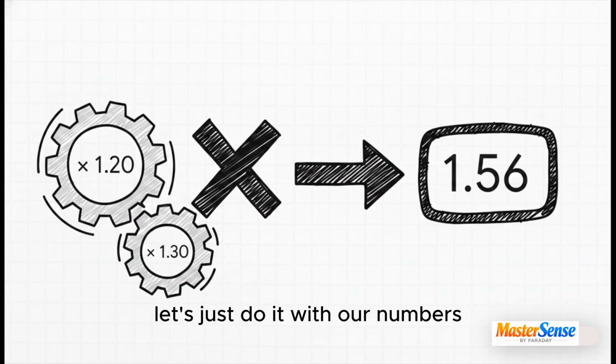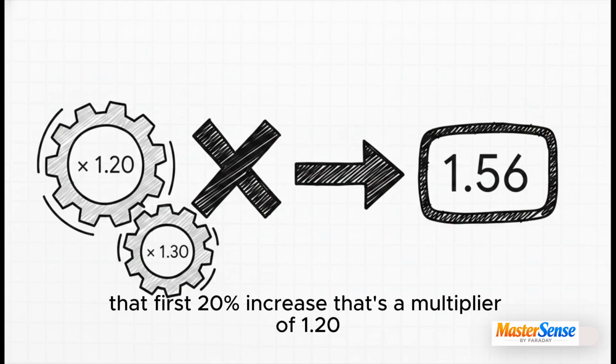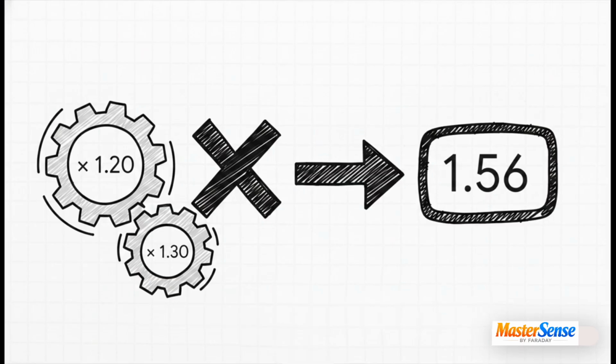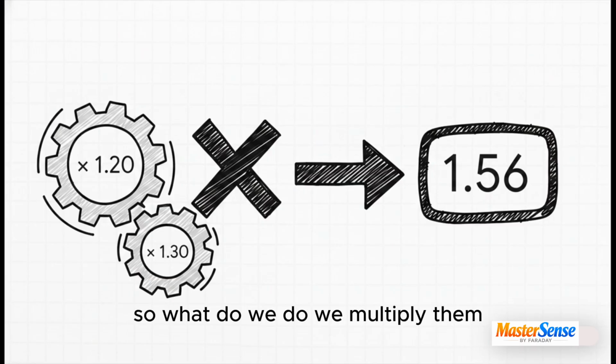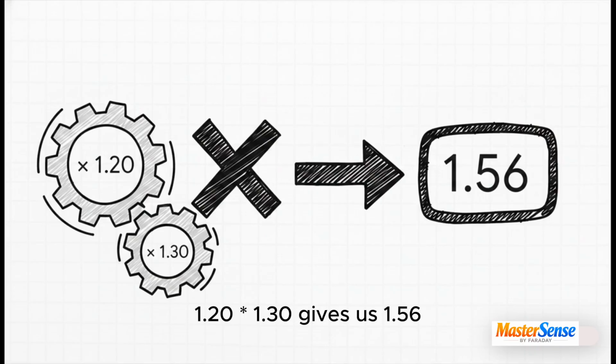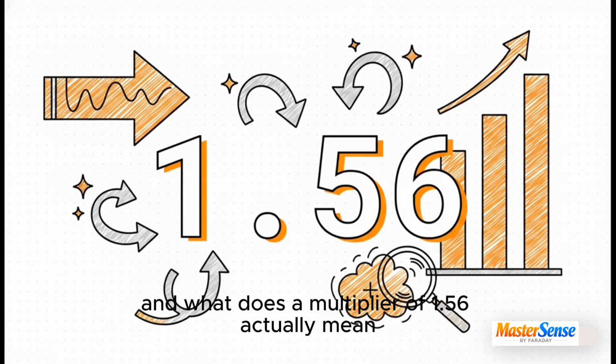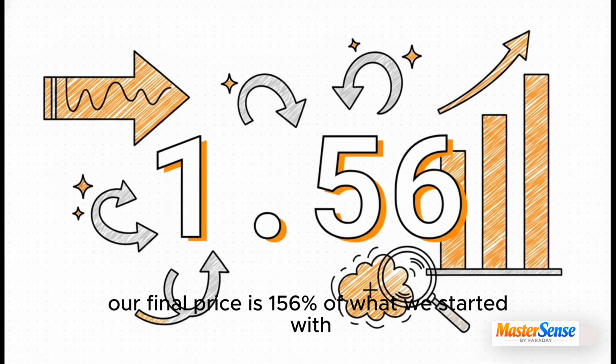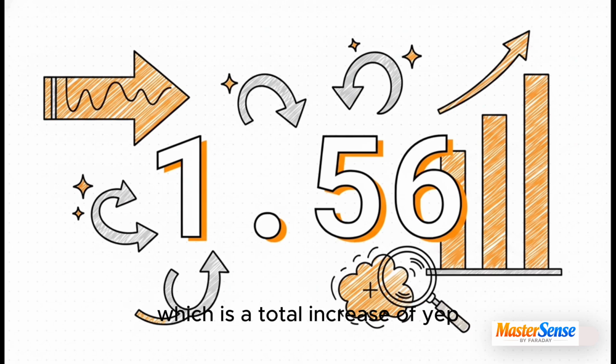Let's just do it with our numbers. That first 20% increase, that's a multiplier of 1.20. The second 30% increase is a multiplier of 1.30. So what do we do? We multiply them. 1.20 times 1.30 gives us 1.56. And what does a multiplier of 1.56 actually mean? Well, it means our final price is 156% of what we started with, which is a total increase of, yep, you got it, 56%. And there it is. There's our missing 6%.